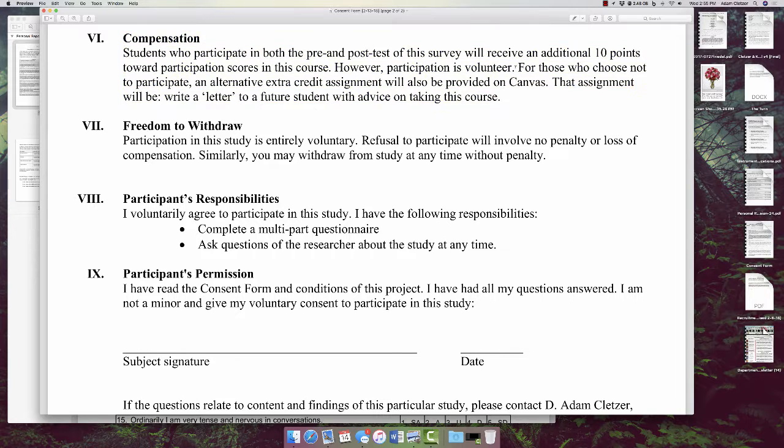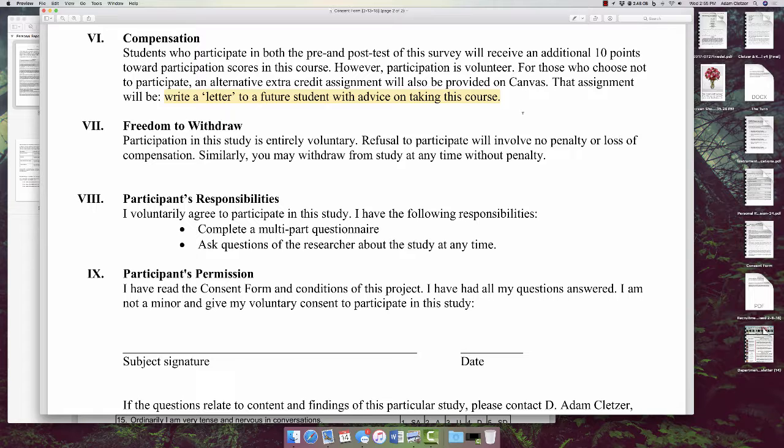You do need to stress that if they do not want to participate, they still have the option to get extra credit because it's an IRB thing. You can't be exclusive like that. So the assignment will be on Canvas that they can do for bonus points, and it's basically write a letter to a future student with advice on taking this course, right? So not a hard thing to do. Technically they could probably do both and we'd never know.